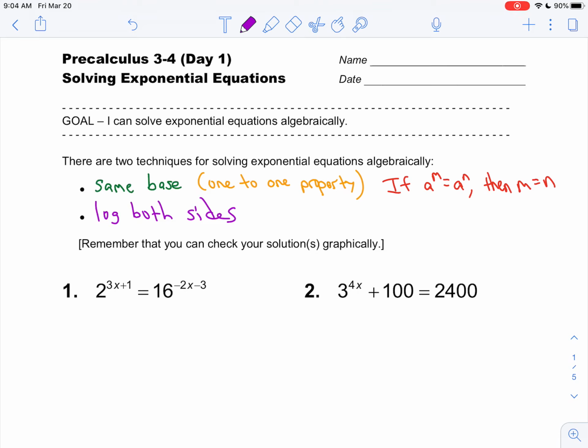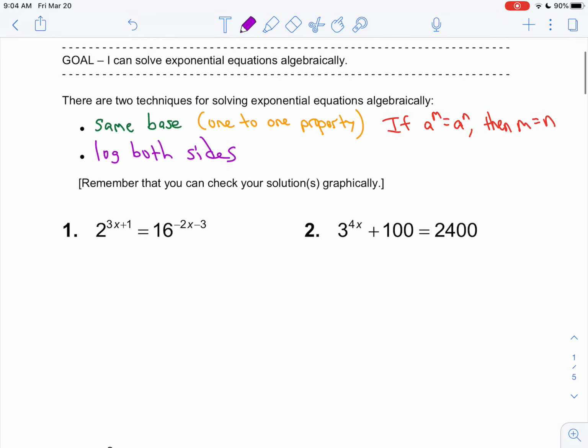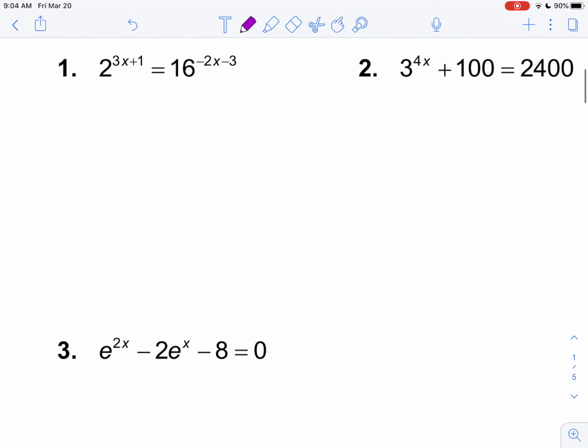So we will look at 3 examples, we'll take a break, and we'll come back and do one problem on a second video, and hopefully it's going to be so much fun. Let's take a look at problem number 1.